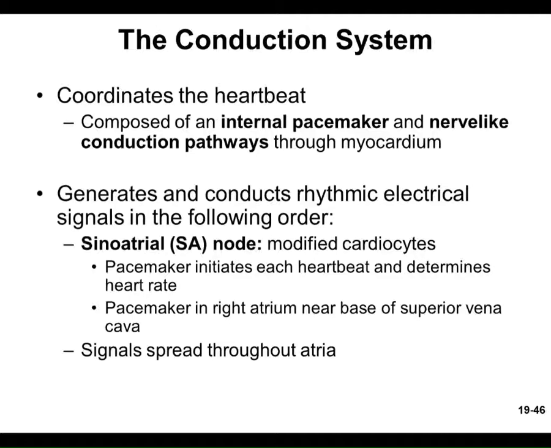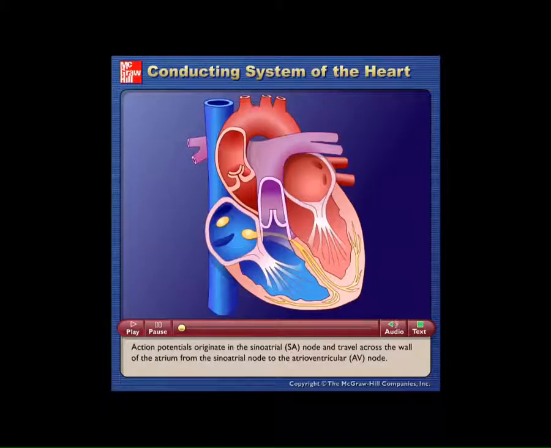It's found in the right atrium, right where the superior vena cava dumps into the right atrium. Right about there is where you will find the SA node. That signal is going to spread from the SA node to all of the cardiocytes within the right atrium. It's also going to quickly spread over the interatrial septum and go to all of the cells found in the left atrium. So both atria are going to quickly receive this electrical signal.